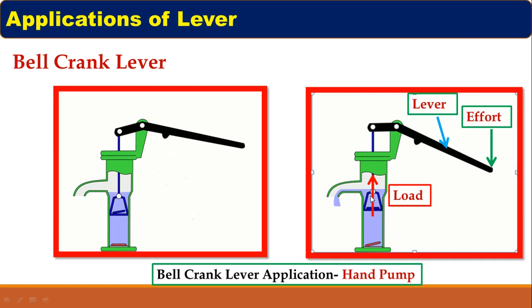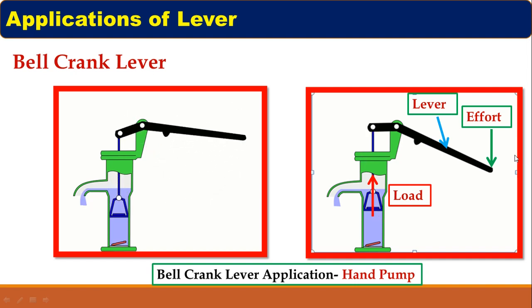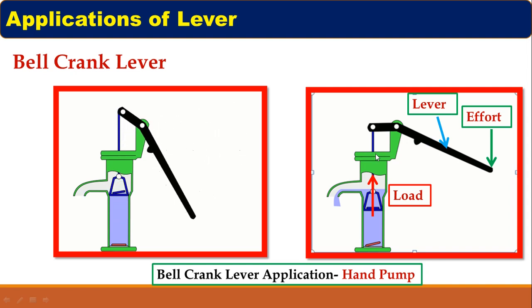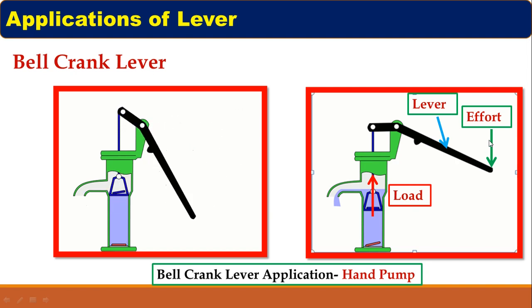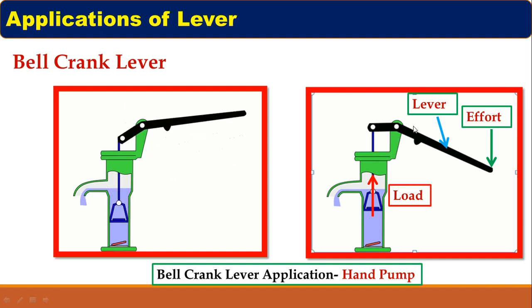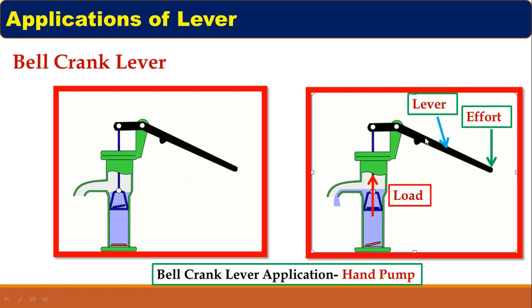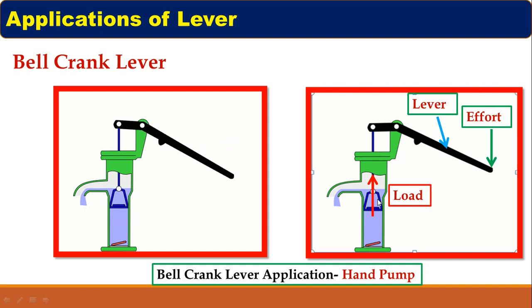A hand pump is used to lift the water from the ground. Effort is applied at this point and the load in terms of water is present at this point. So by applying effort we are lifting the load. If you compare the magnitude of load and the magnitude of effort, the effort is very small as compared to the load, and it is because the effort arm is greater than the load arm. Thus it requires less effort to lift this higher amount of load.